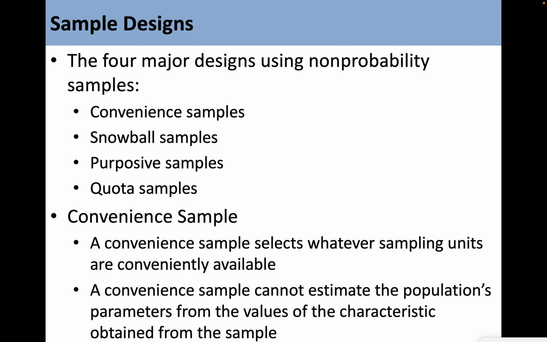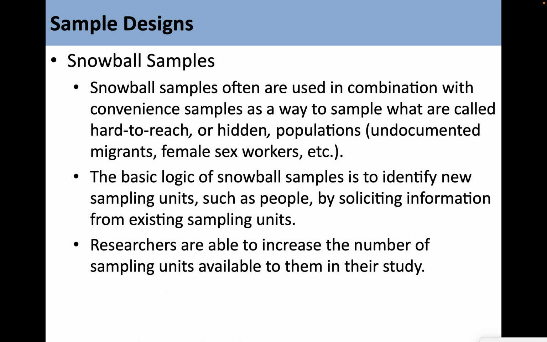A convenience sample cannot estimate the population's parameters from the values of the characteristics obtained from the sample, because it's a convenience sample and it doesn't represent the entire population. Snowball samples often are used in combination with convenience samples as a way to sample what are called hard-to-reach or hidden populations: undocumented migrants, female sex workers, etc. The basic logic of snowball sampling is to identify new sampling units, such as people, by soliciting information from existing sampling units. Researchers are able to increase the number of sampling units available to them in their study.